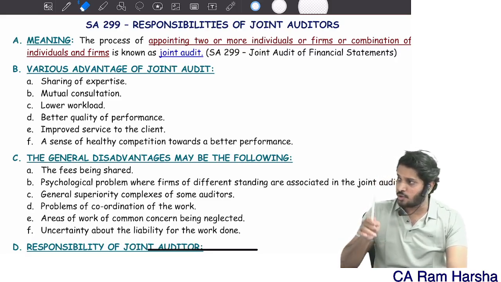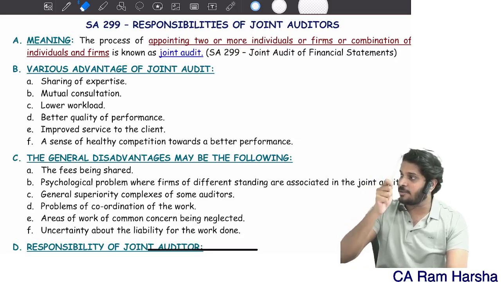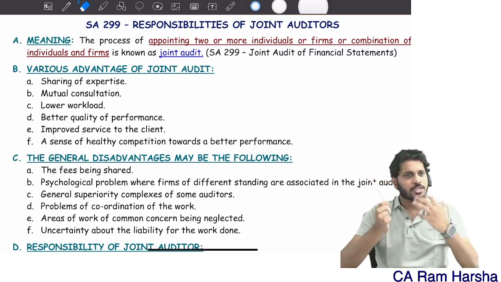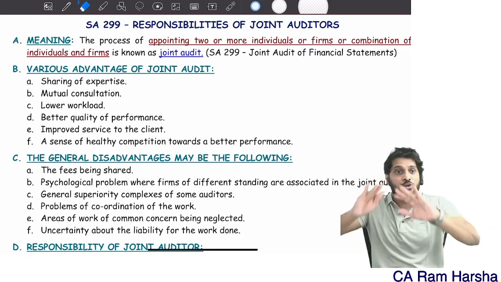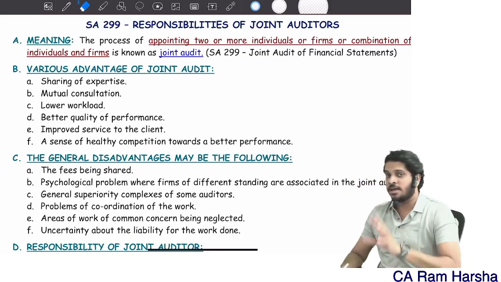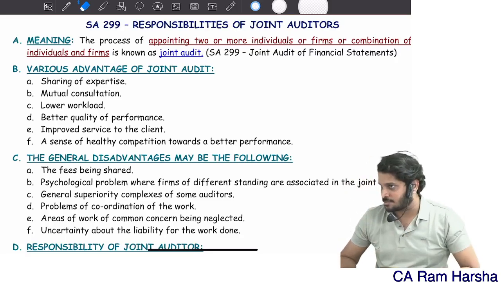If you are appointing two or more than two auditors for the same entity, for the same financial year, for the same scope of work, we call them what? Joint audit. Why are joint auditors appointed? To enhance the quality of audit and to reduce the burden on the auditor. That is the main reason why joint auditors are appointed. For banking companies, joint audit is compulsory as per RBI directives.